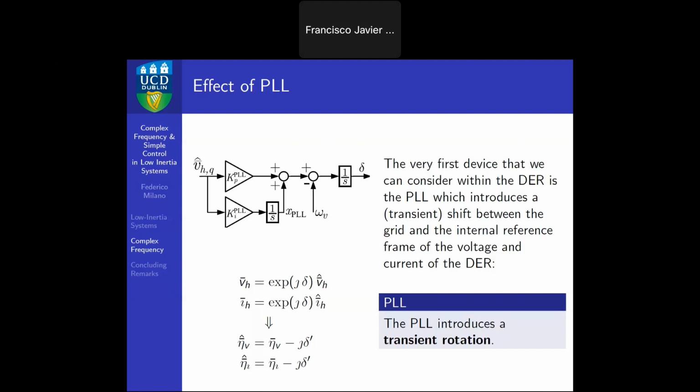Now, the linearity of this approach, because we differentiate, means that any components that we add will add a term, not create a nonlinear function. It will just be an additional thing that I am adding to it. So this can be there. If we assume an ideal PLL, then there is no difference between the two things. But if the PLL is not ideal, it is introducing a transient rotation.